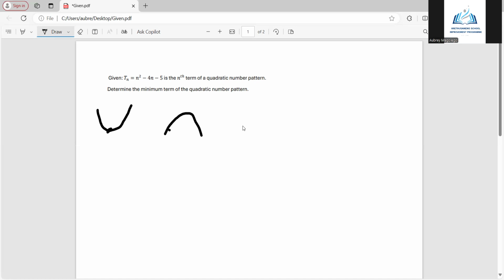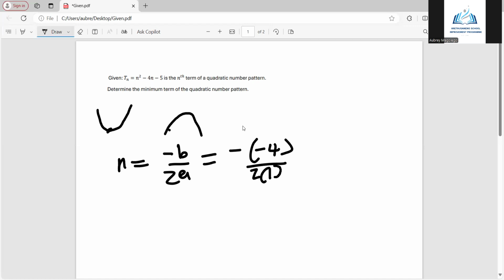So how can we do it? To find the position of that minimum term, we're going to use the formula n is equal to minus b all over 2a. To find the position of the minimum term, it's going to be minus b all over 2 into positive 1, which is the value of a. Therefore, we find that n is equal to positive 2. It means the position of the minimum term on this quadratic number pattern is position number 2.